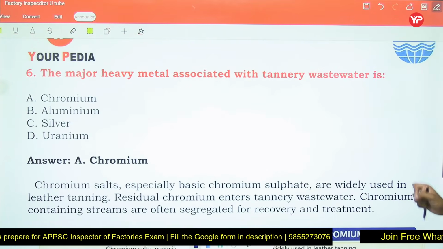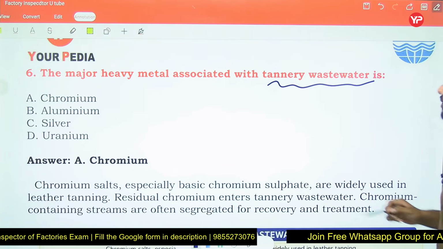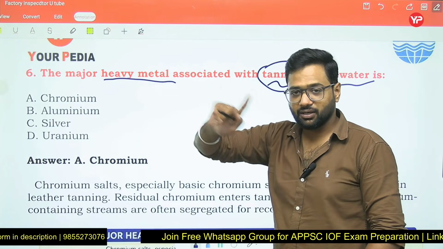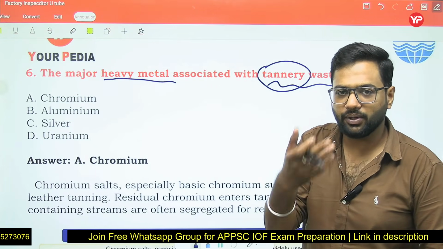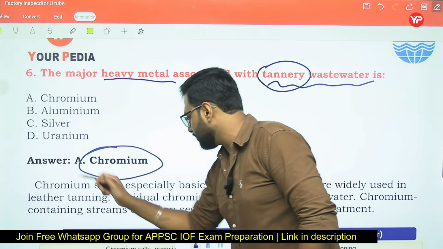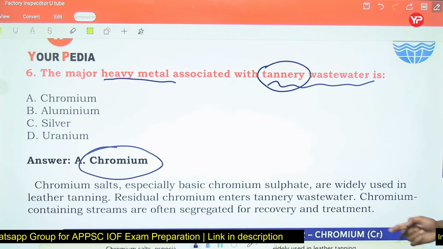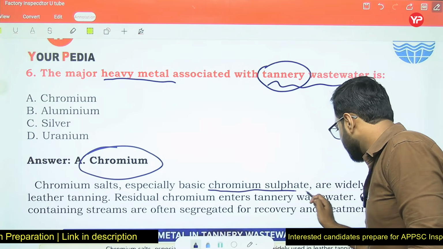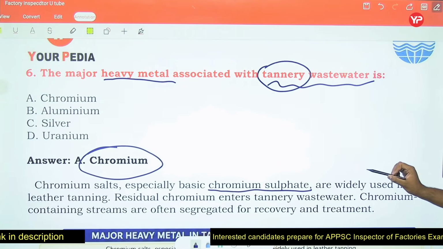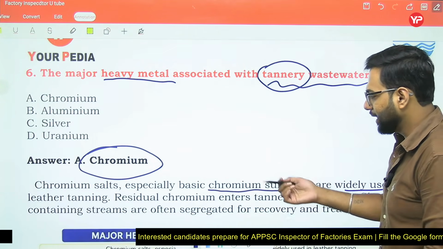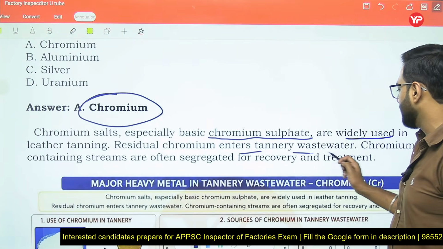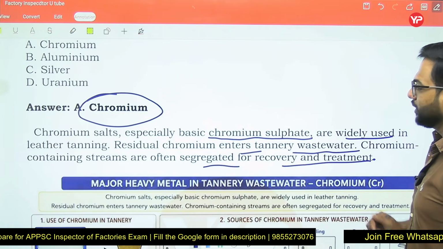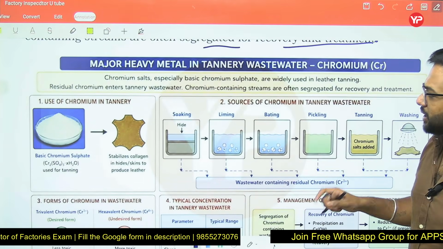The major heavy metals associated with tannery wastewater, friends, very important. If a question asks about the tannery and the major heavy metals, the answer will be chromium. This chromium source, especially basic chromium sulfate, is widely used in leather tanning. In leather tanning, residual chromium enters tannery wastewater, and these chromium-containing streams are often segregated for recovery and treatment. So if the question asks for the major heavy metal, the answer will be chromium.